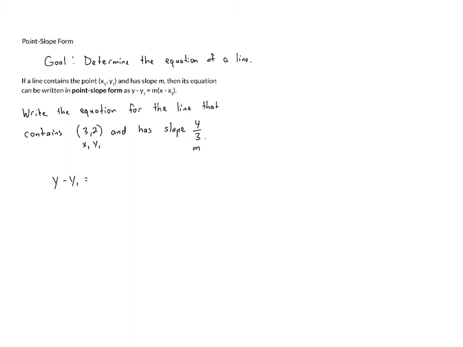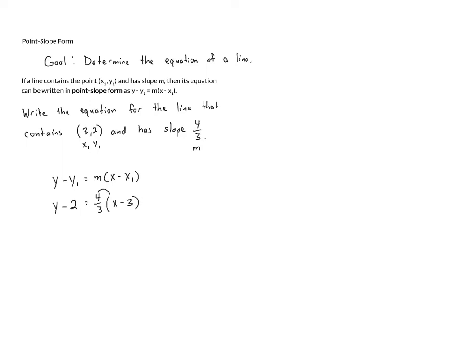Y minus y1 equals m times x minus x1. Well, we said y1 was 2, so we've got y minus 2 equals our slope m, 4/3, times x minus x1, which is 3. And so now we have an equation, but we don't want to leave it this way because we're generally not given equations in this form. Usually we like to simplify things and get y alone, right? Y equals mx plus b. We like slope-intercept form. And that's what we're going to do with these problems.